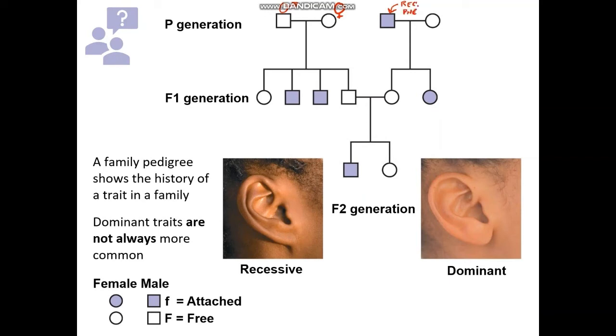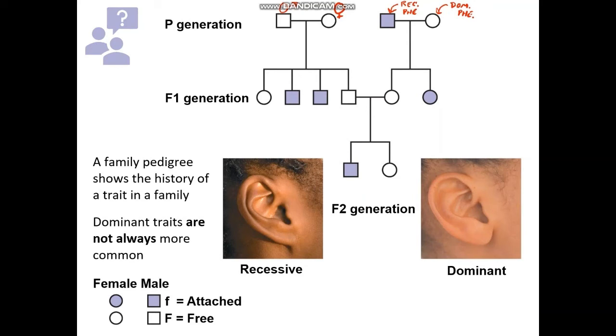Individuals that are open shapes, white-colored shapes, have the dominant phenotype. Using just that information, we can figure out what the genotypes of almost every single person in this family tree is. And this is how.